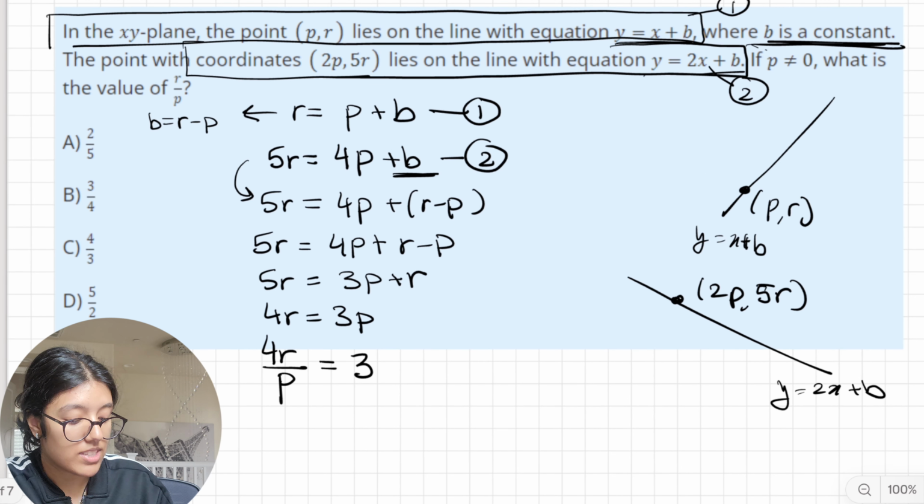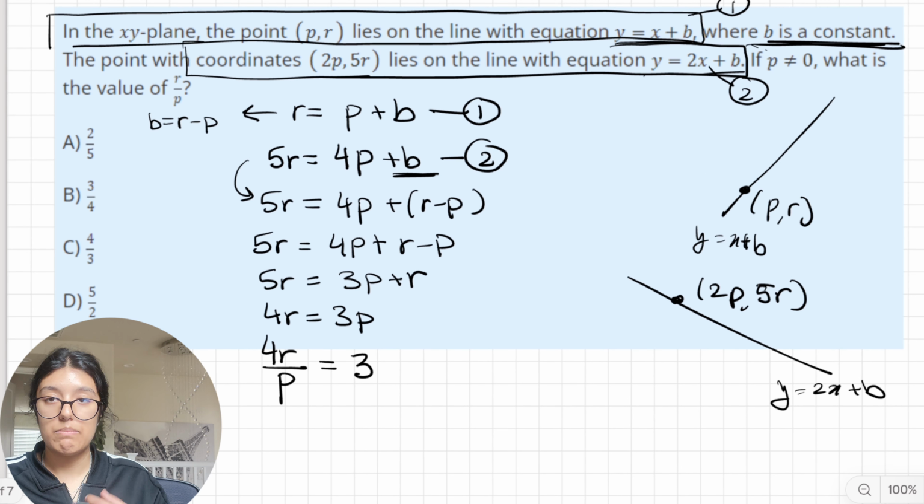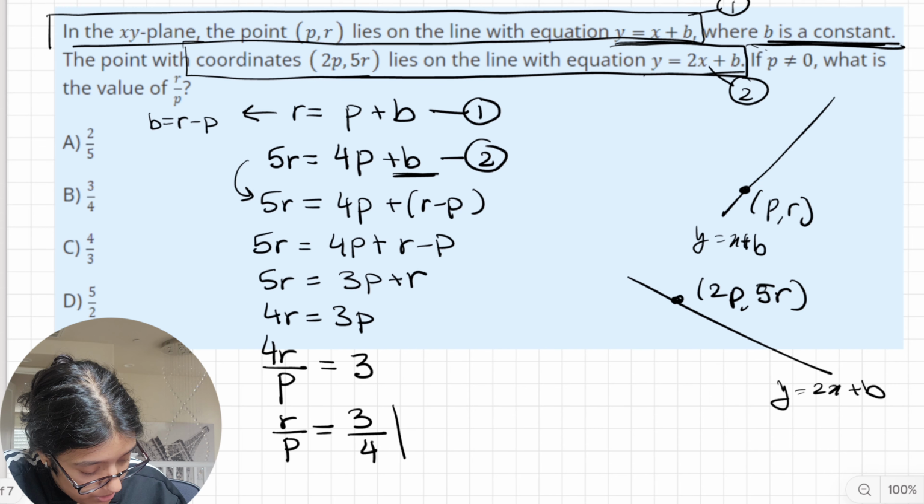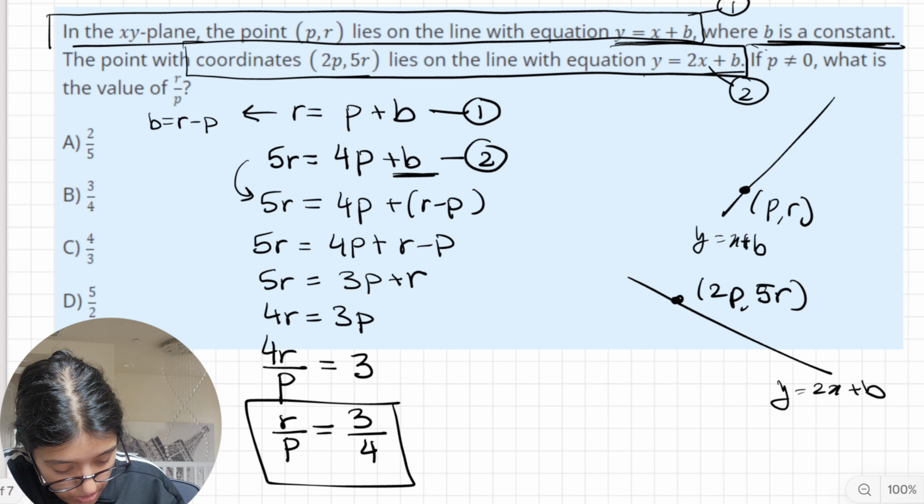Now, let's divide both sides by 4 to get that r over p by itself on one side. Dividing both sides by 4, we get r over p equals 3 over 4. And that is option B.